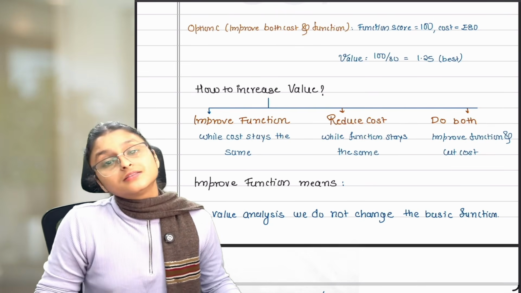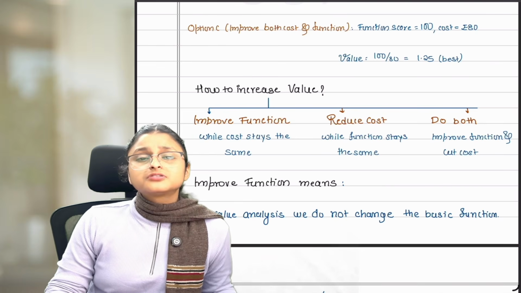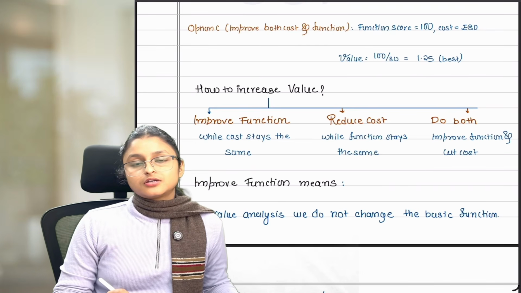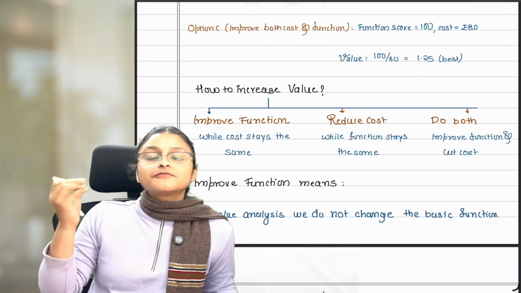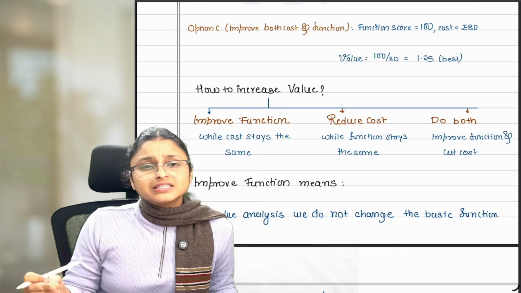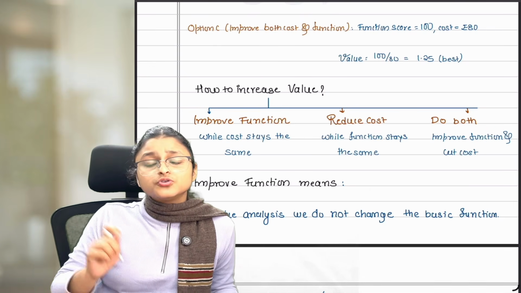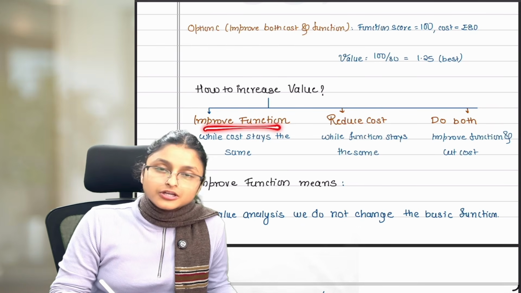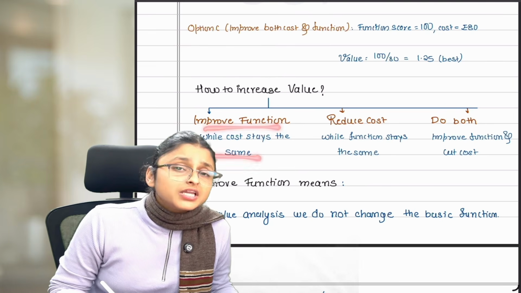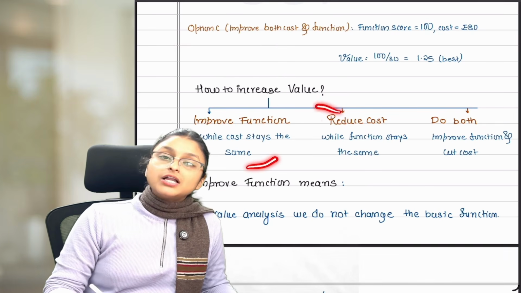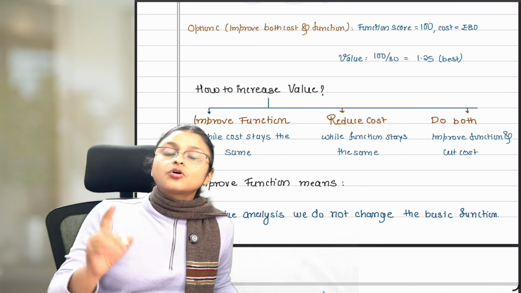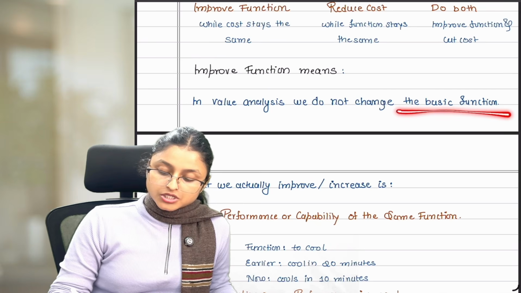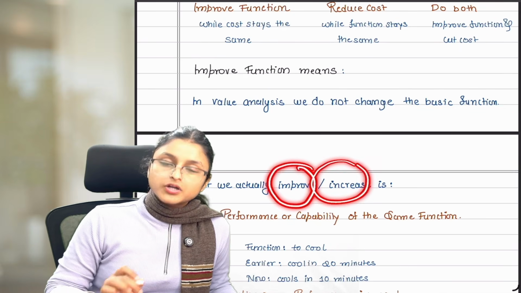And you can think of it in this perspective also, that it becomes really hard to improve the function keeping the cost as it is. Think about it. If I want to improve the cooling function of an AC, I might need to incur some extra cost or use some higher quality material, and that will lead to extra cost. So improving the function, keeping the cost as it is, becomes very hard for the organization. And that is why value analysis specifically is used for reducing the cost, keeping the function as it is. Done. Improving function means we will not change the basic function, we will just try to improve or increase the function.